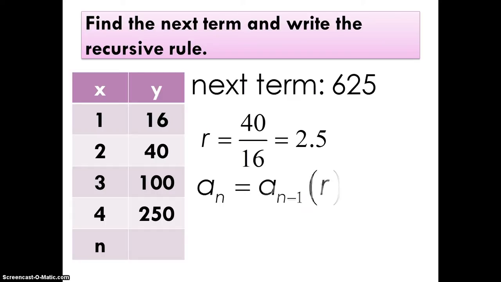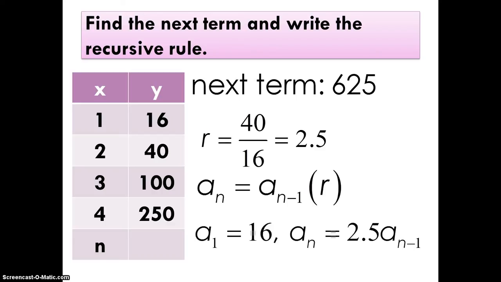Now, my geometric sequence is a sub n, I don't have this part on here because a sub 1 is the same in both sequences, but a sub n is equal to a sub n minus 1 times r. So my first term is 16, so I'm simply going to have a sub 1 equals 16, comma, a sub n equals 2.5 times a of n minus 1.